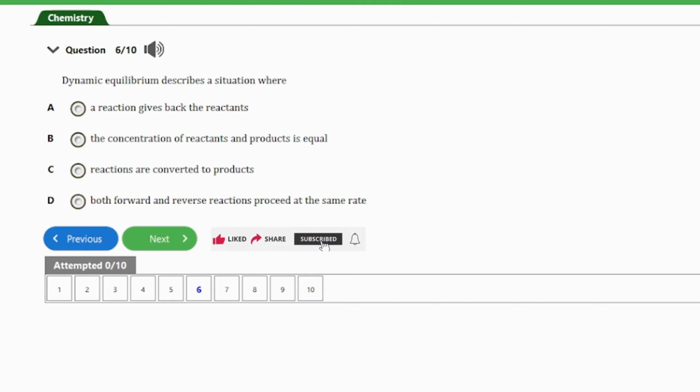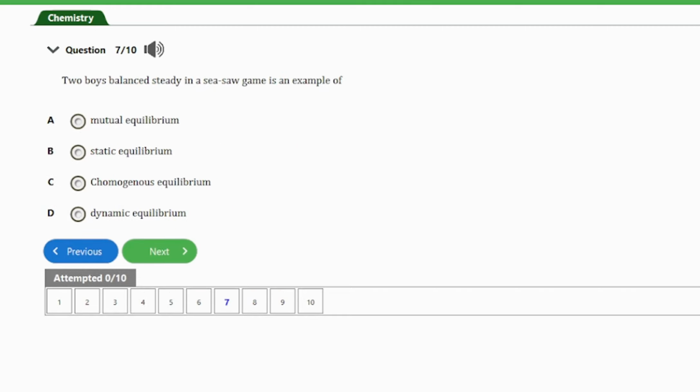Question number 6. It says, dynamic equilibrium describes a situation where A, reaction gives back the reactant, B, the concentration of reactants and products are equal, C, reactants are converted to products, D, both forward and reverse reactions proceed at the same rate. So guys, the answer to this question is option D here. Dynamic equilibrium describes a situation where both forward and reverse reactions proceed at the same rate. So let's consider the next question.